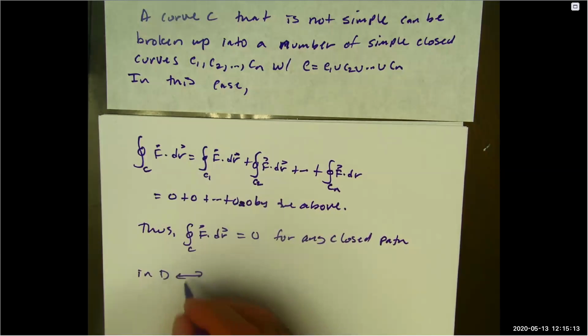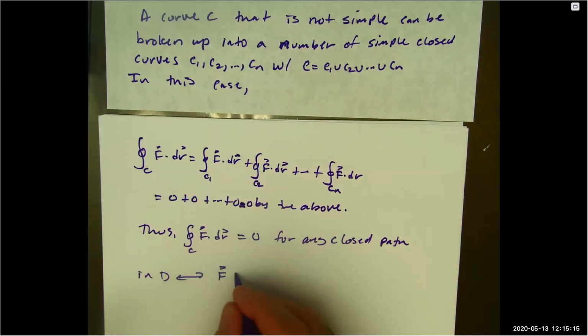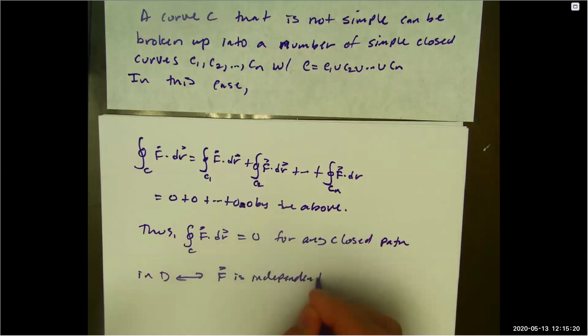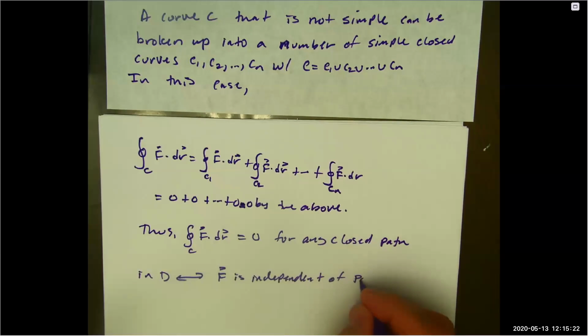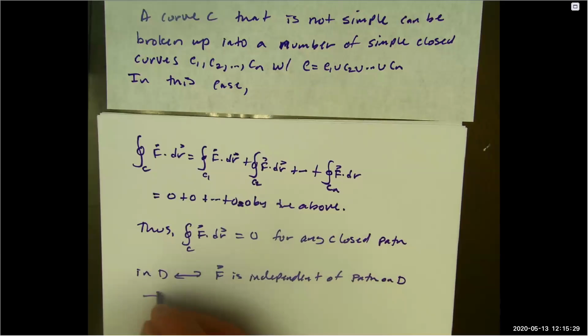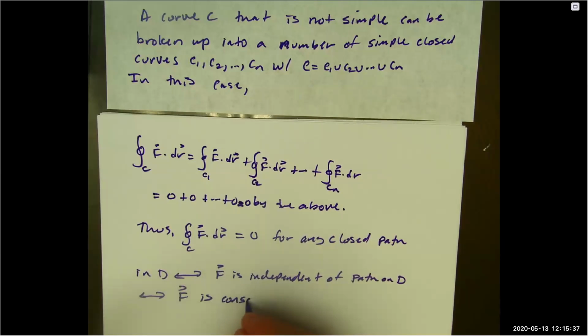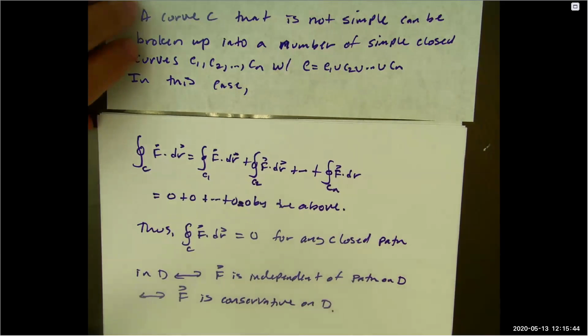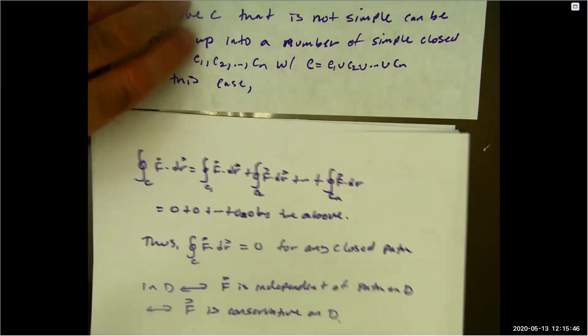And that's equivalent to f being independent of path on D. And that's going to be equivalent to f being conservative on D. All right, and so that's why we have the conservative test in space, why that works.